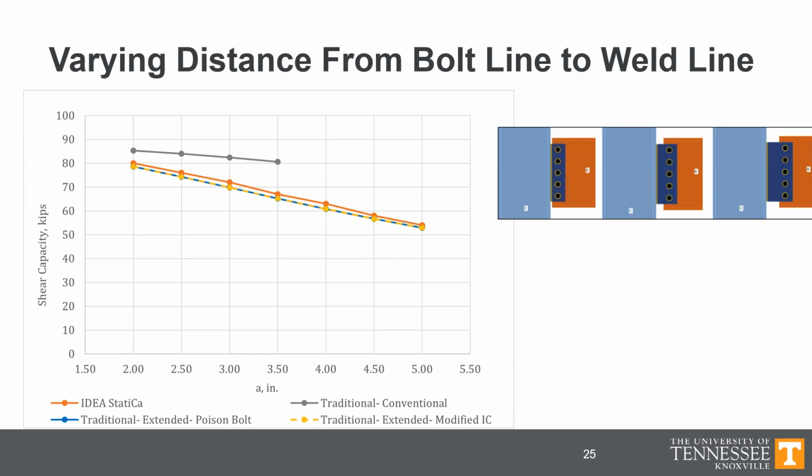There is a difference between IDEA StatiCa and the traditional calculations for these conventional connections, with the conventional coming in at a higher strength than what IDEA StatiCa predicts. But that's the result of the ad hoc rule permitting a lower eccentricity to be used in these conventional configurations. You might get similar results in IDEA StatiCa if you adjusted the point of zero moment to be more consistent with that assumption.